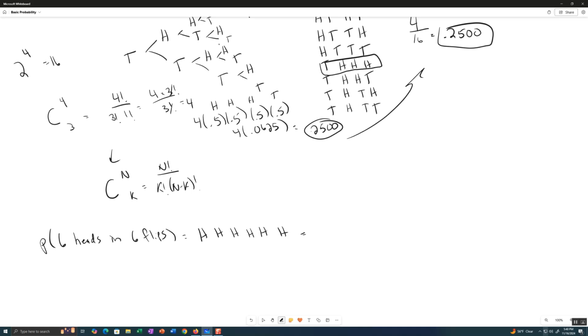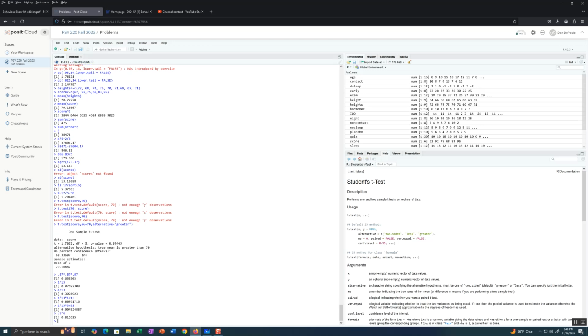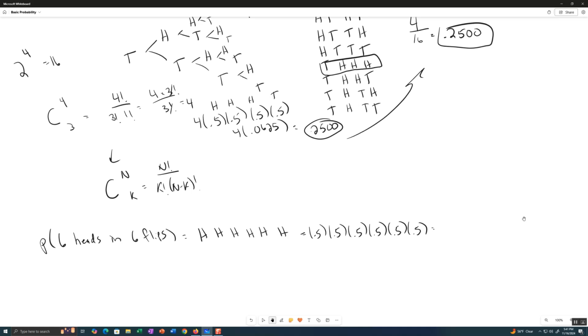So this becomes basically 0.5 times 0.5 times 0.5 times 0.5 times 0.5 times 0.5, which is 0.5 to the 6th power, right? And when I do that, 0.0156. That is my probability of 6 heads in 6 flips.